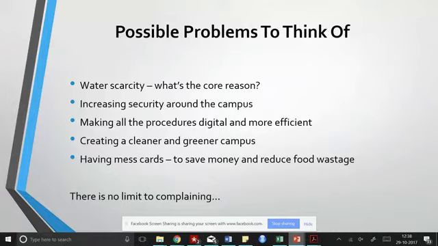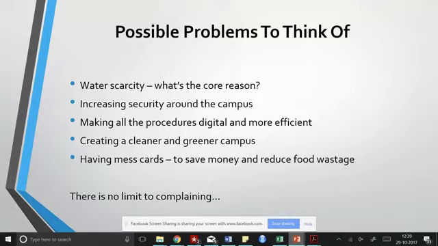Fifth is having mess cards to save money and reduce food wastage. I know for a fact that in our campus, at least half of the people in a batch don't eat at mess regularly, or probably the number is even more right now. I don't know, and this could be because they're allergic to the food, they don't like the taste of it, or they just want to try different cuisines every day, and they want to go out and eat. So whatever be the reason, there's a lot of food wastage, and a lot of your money is being wasted here.